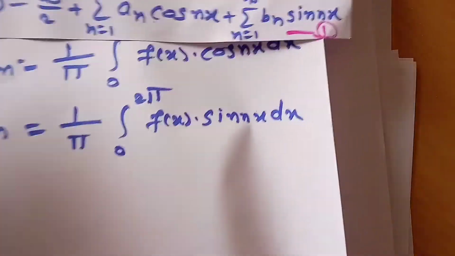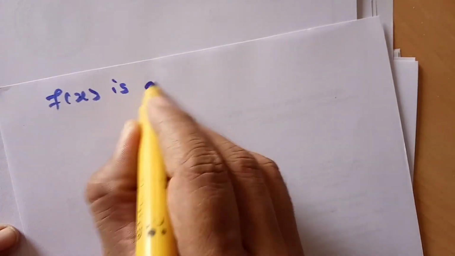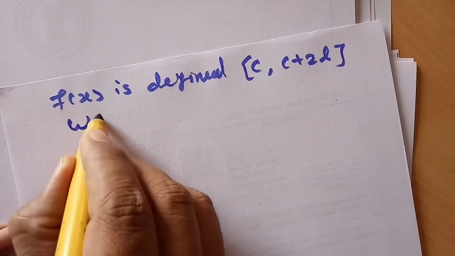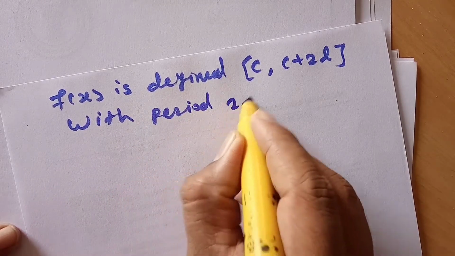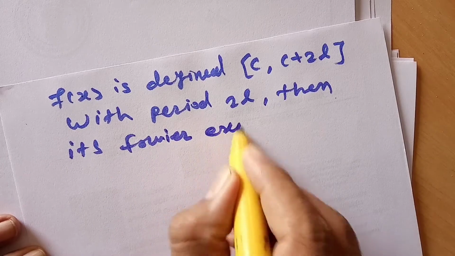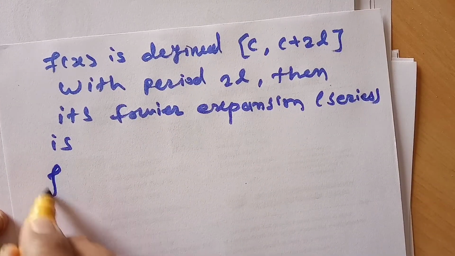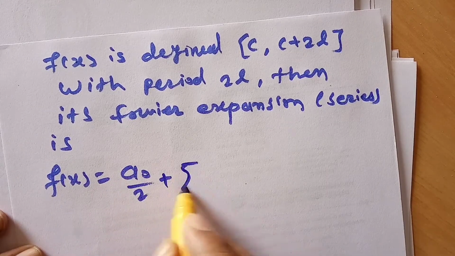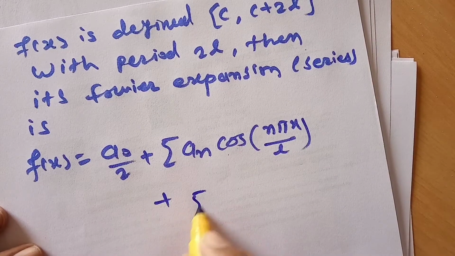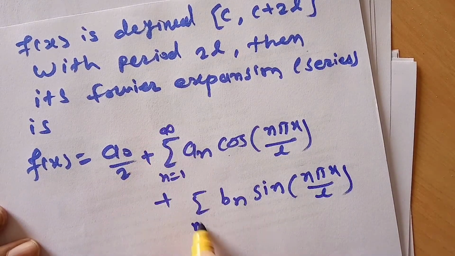Now in a general way, my function f of x is defined in the interval c to c plus 2l with period 2l, then its Fourier expansion or Fourier series is f of x equal to a0 divided by 2 plus summation a_n into cos of n pi x divided by L plus summation b_n into sin of n pi x divided by L, n equal to 1 to infinity.